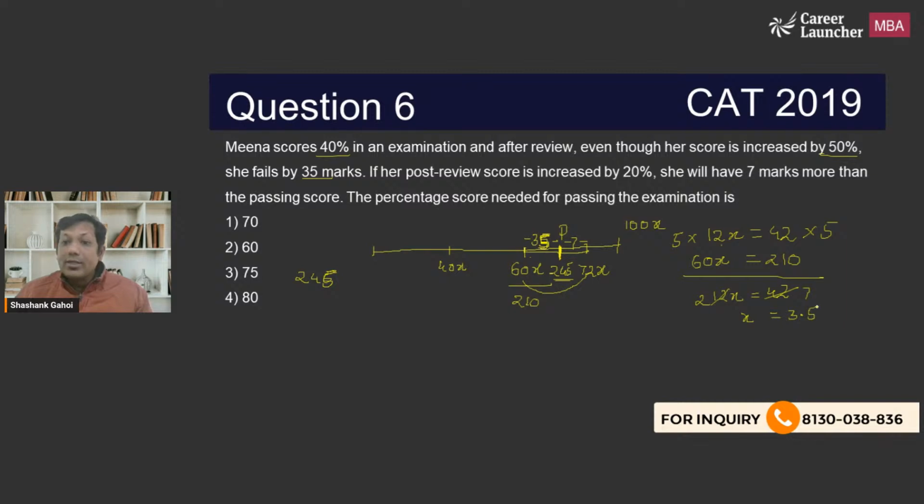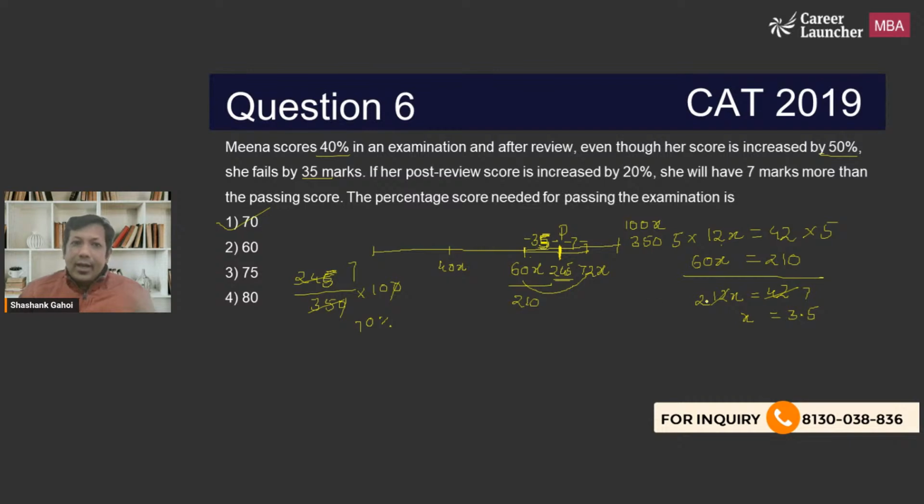So what are the total marks we are talking about? Total marks are 350. What are the passing marks? That is 245. So what percent we are talking about? 245 over 350 into 100. Right. So this is the percentage. Cancel 35. This comes out to be 7. So 70% is the answer. Now the thing is, we solved. We got the value of x. We have done everything. We got it right.